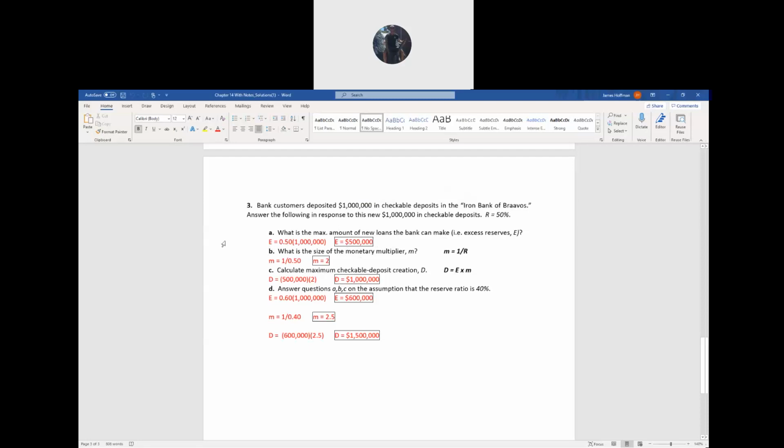Okay, what is the size of the monetary multiplier? And remember, the monetary multiplier is just 1 divided by the reserve ratio. So M is 1 divided by the reserve ratio. If the reserve ratio is 50%, in decimal terms, that's 0.5. So 1 divided by 0.5 is 2, and we get a multiplier of 2.